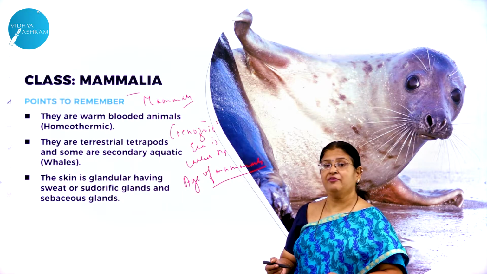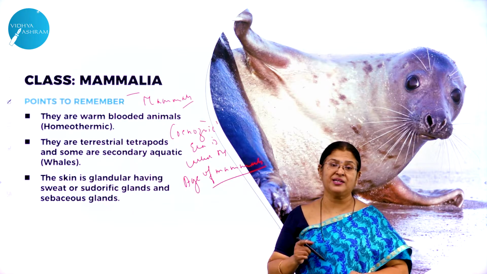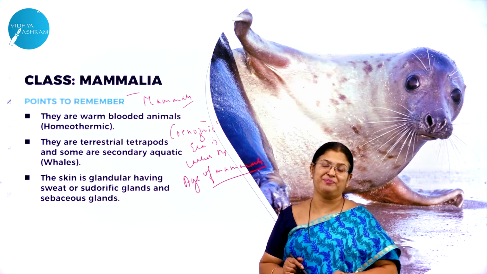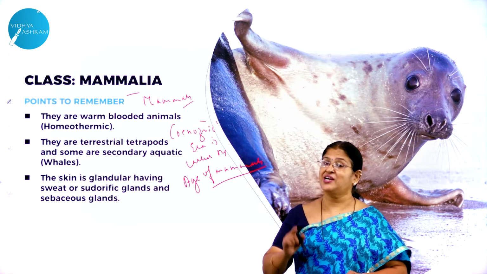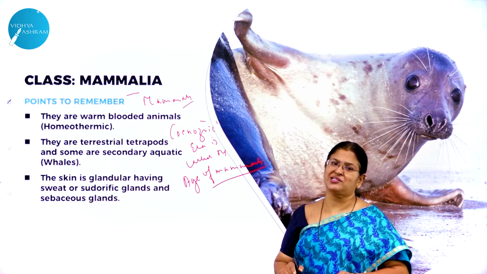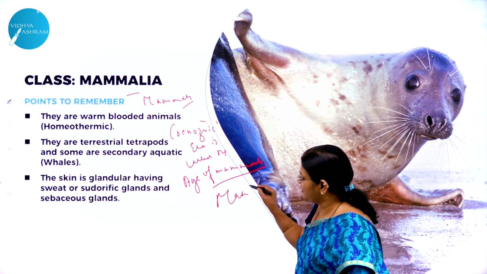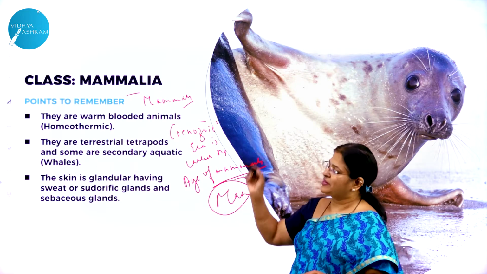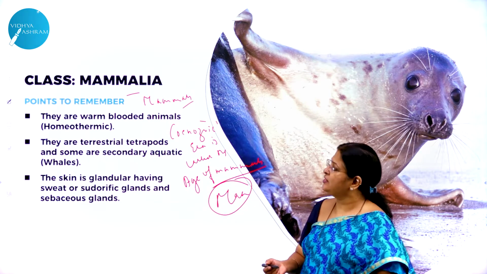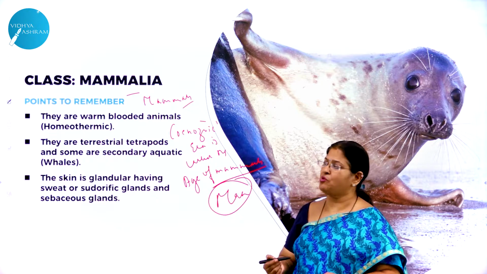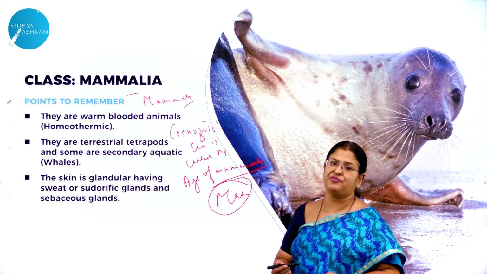For example, we say man has occupied the balcony seat of a cinema theatre. Means man is considered the highest animal. So a very good classical example of mammals is what? Man. Man is a very good classical example of class mammal. We are all mammals, right? And then let us move on with the very important characteristic features of these mammals.